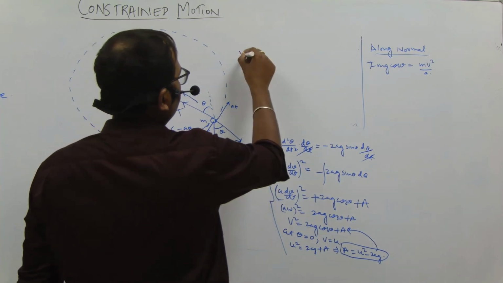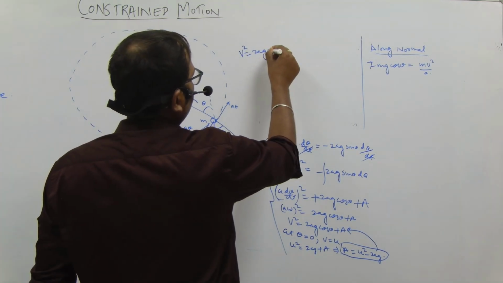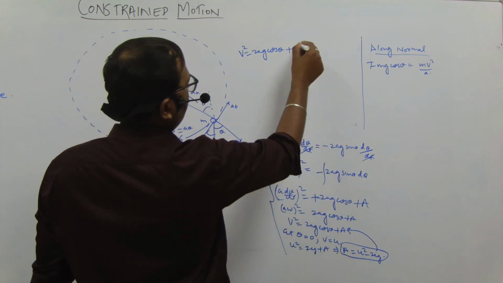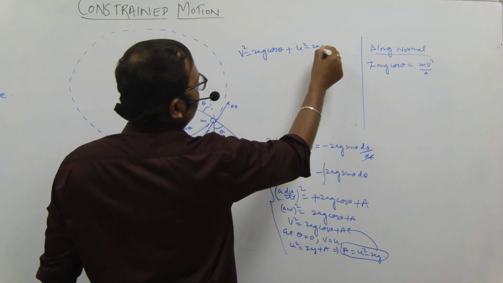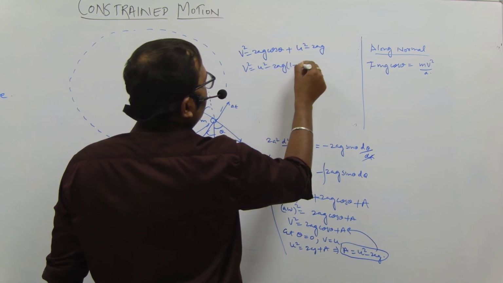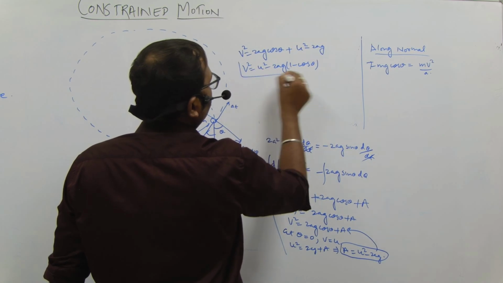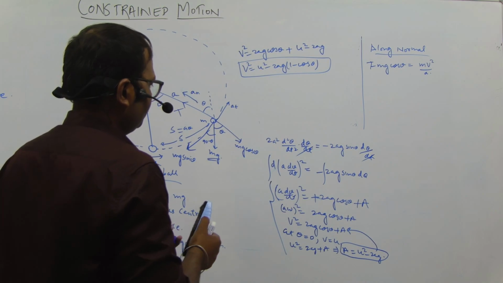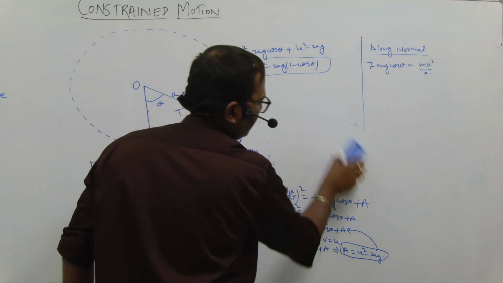So we have v square is equal to 2ag cos theta plus value of a is u square minus 2ag. So you have v square is equal to u square minus 2ag, 1 minus cos theta. Okay, so this is the value of velocity. Let us find the tension here.